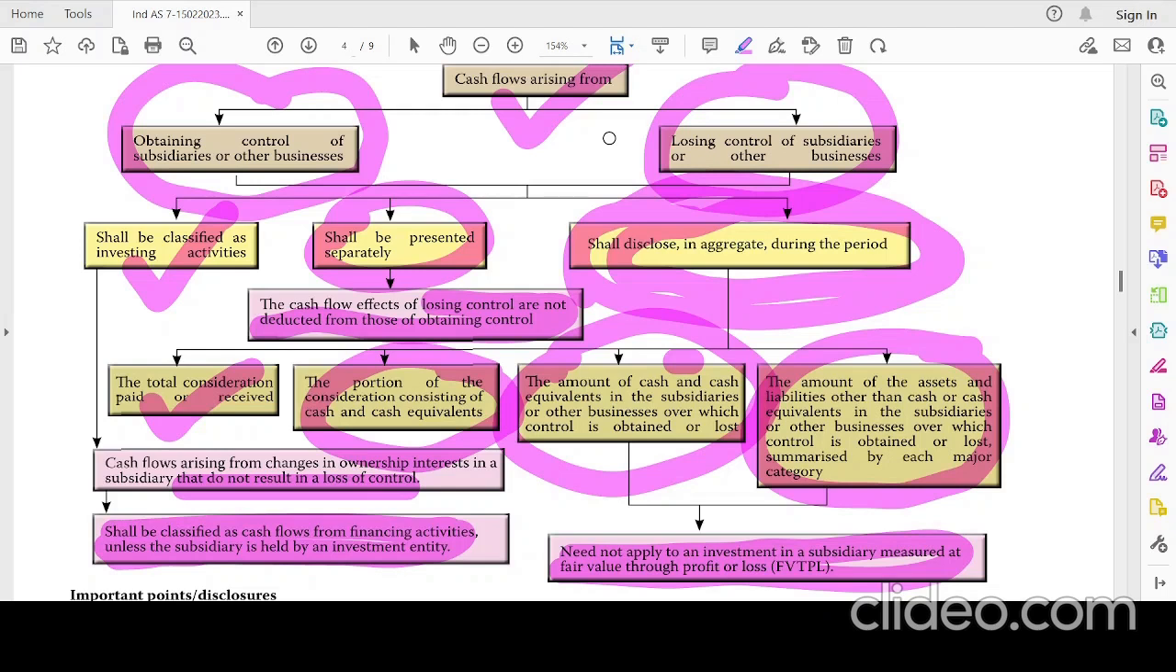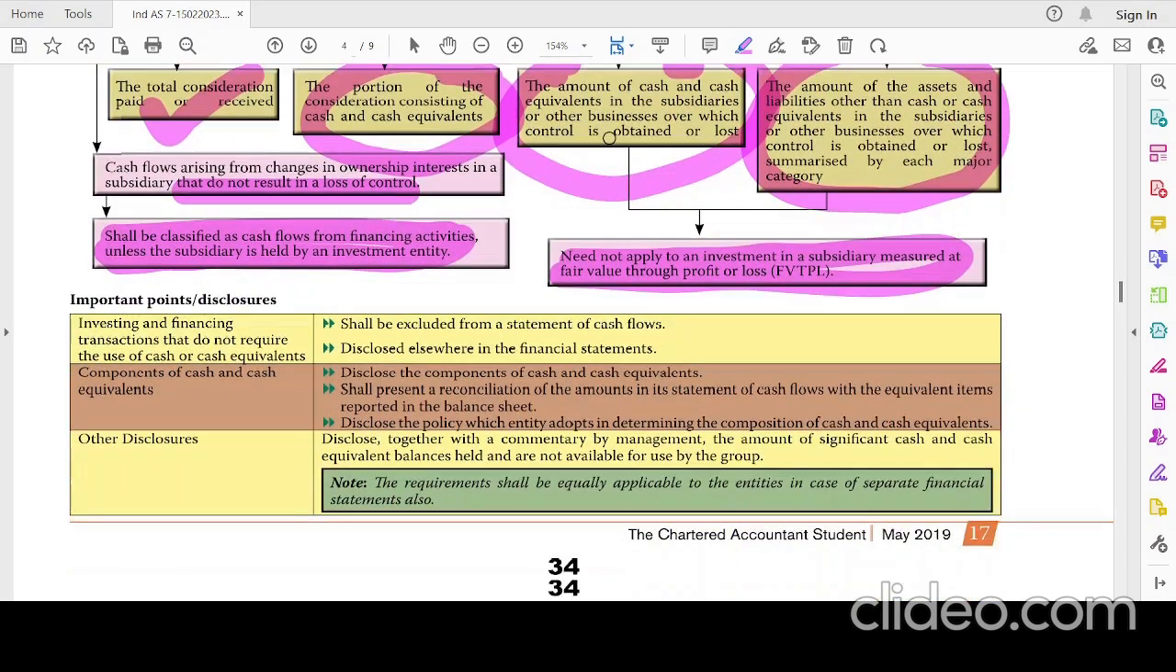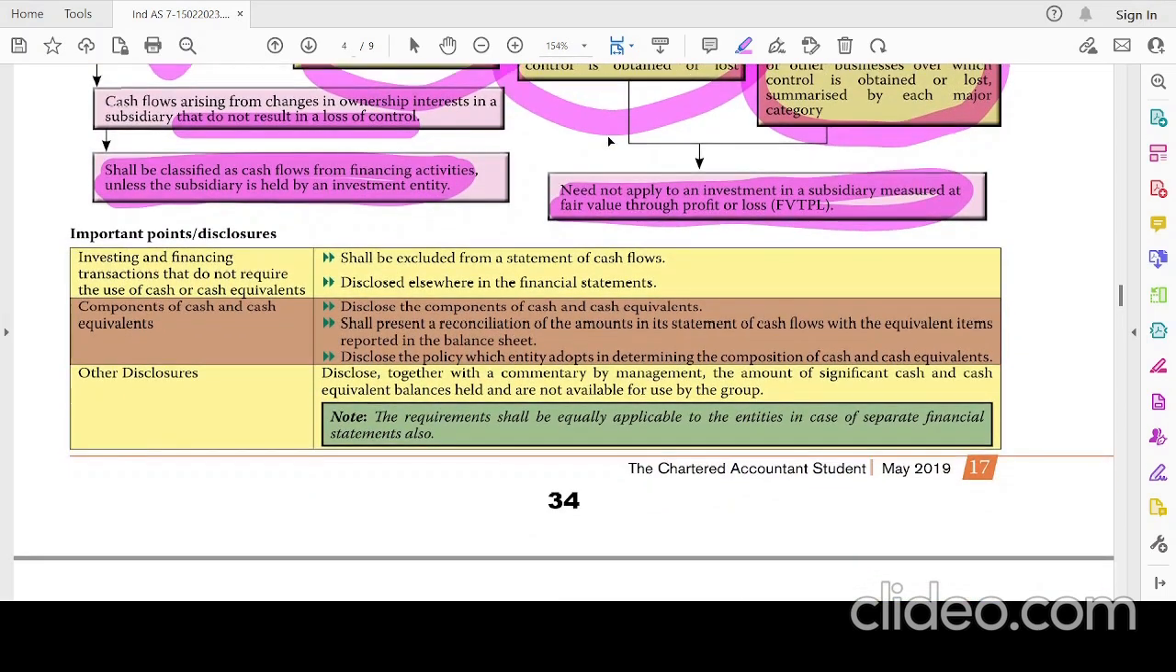I have to show the total amount of consideration received and the amount received in cash. What is the percentage of those which is control lost or control obtained, and whether I obtained any other assets. These things need not be disclosed in aggregate if this subsidiary is measured at fair value through profit and loss account.